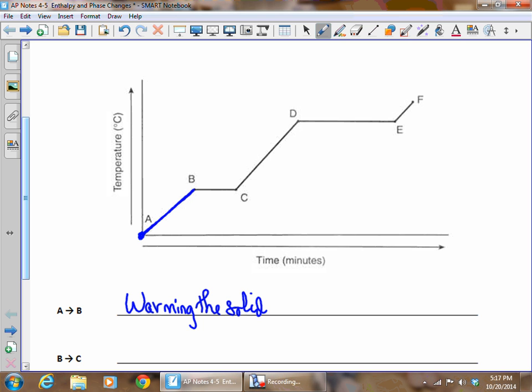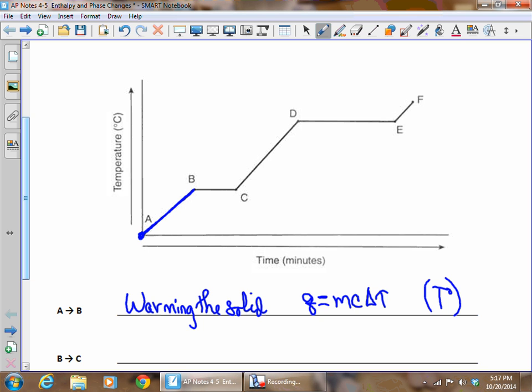When we warm that solid, we're going to need to calculate the amount of heat involved. This is a classic Q equals MCΔT equation that we would need for this if we knew the mass of the substance, the specific heat, and how much the temperature changed. There is a temperature change in this case, which is our big indication that we do need the MCΔT equation.